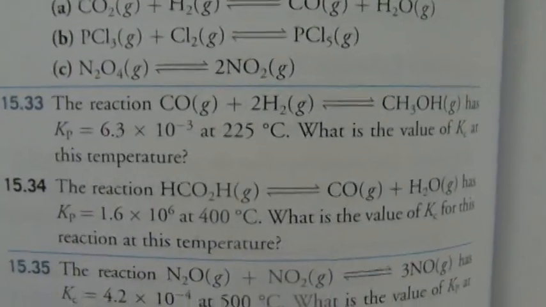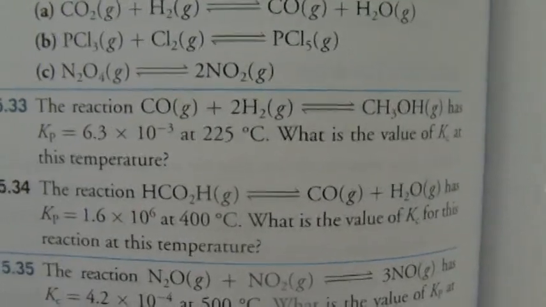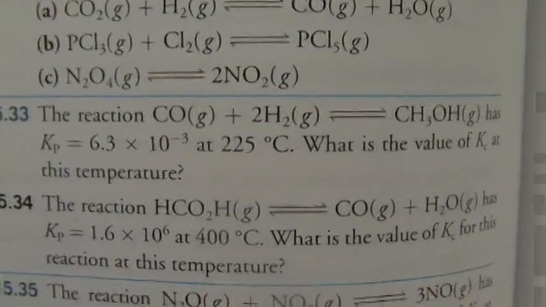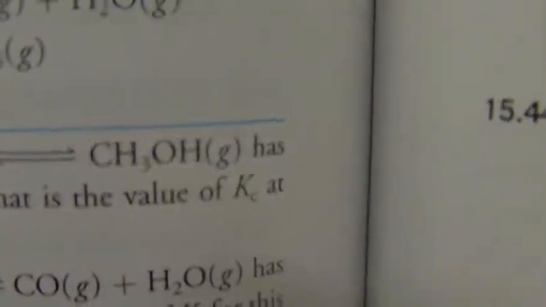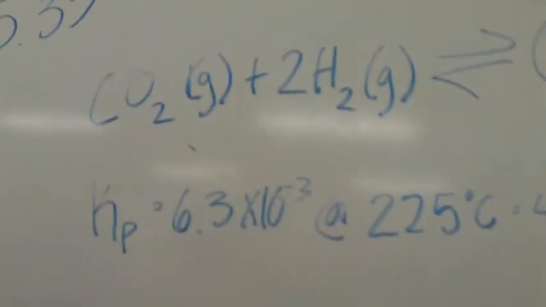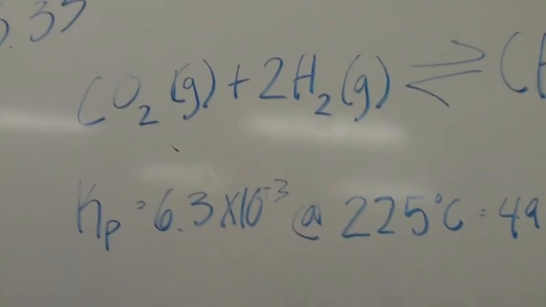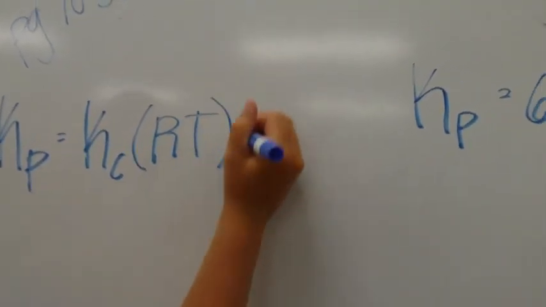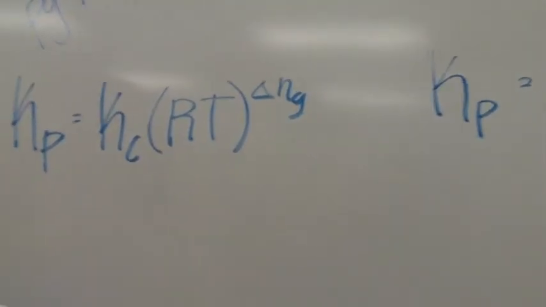(15.33) The reaction shown here has a Kp of 6.3 times 10 to the -3 at 225 degrees Celsius. What is the value of Kc at this temperature? Alright, so what we're going to do here is use the same equation that we found on page 705, which relates the Kp value to the Kc value. And we're looking for the Kc value.